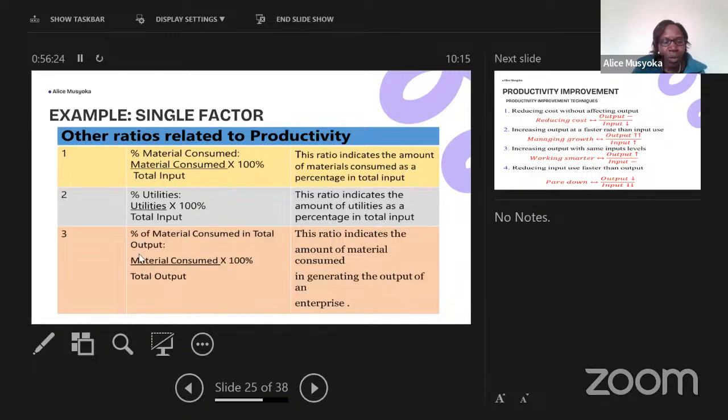We could also look at percentage of material consumed in total output, where we look at material consumed divided by total output times 100. And this ratio indicates the amount of materials consumed in generating the output of an enterprise. The big story here is to get the data. Once you get the data, you'll be able to calculate all this.